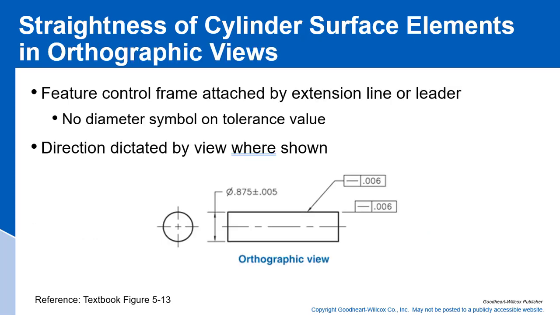And here's what that would look like on a drawing, on an orthographic projection. We would have an extension line with our feature control frame, or we can have a leader with our feature control frame. And again, the direction is dictated by the view that we're showing. Okay, so in this particular view, our surface line elements are in this direction.